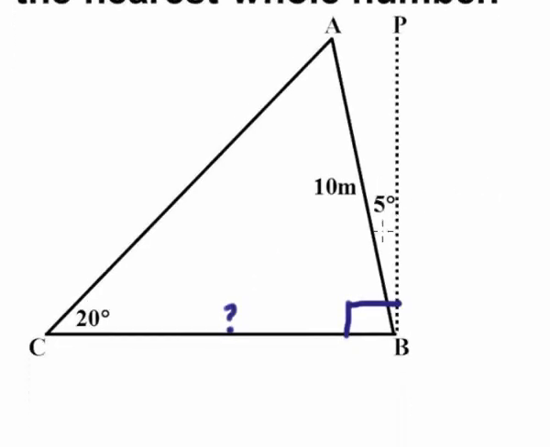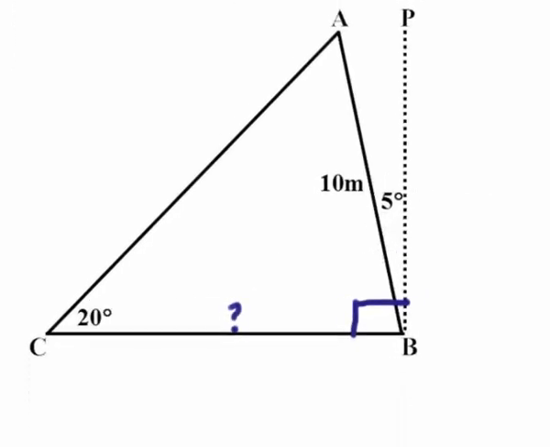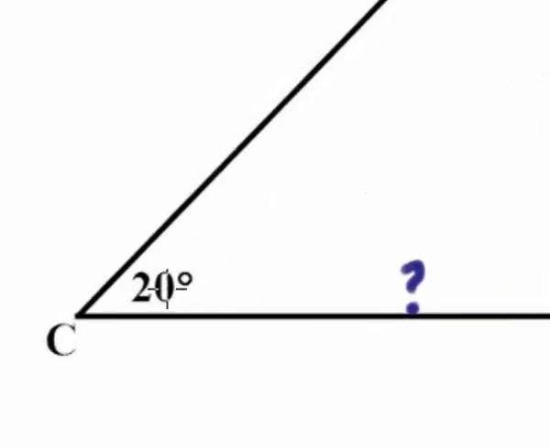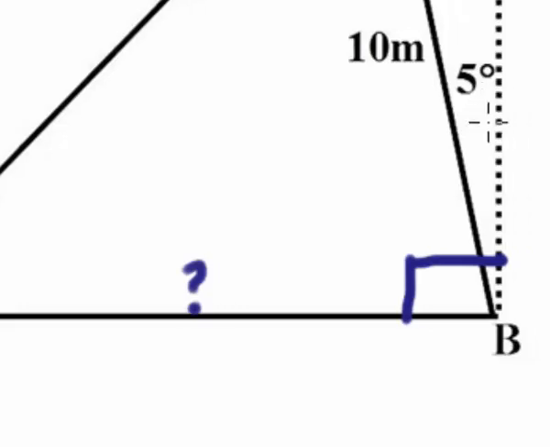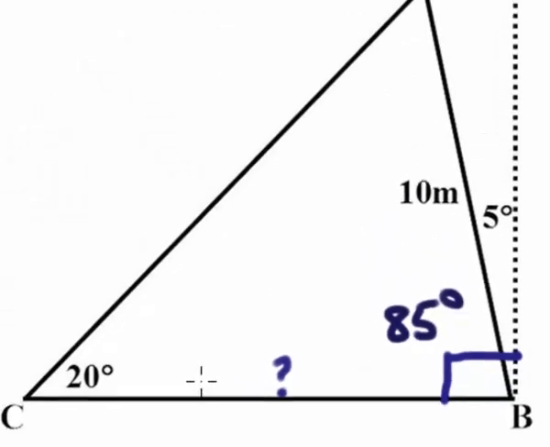Okay, people, look at this. If you think about it carefully, if that's 20 there, we've got an angle. But if that's 5 and that's 90, do you agree that that's going to be 85 degrees to make up the 90? Now, what have we got in this triangle?